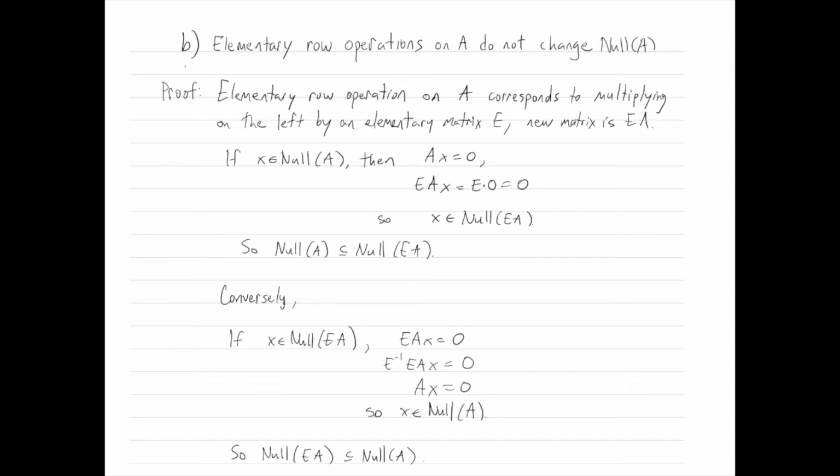We're trying to show that these two null spaces are equal, and so let's go in the opposite, converse direction. Let's start with a vector x in the null space of EA. By definition of null space, EA times x is equal to 0. Now, elementary matrices are invertible, and so let's multiply both sides of this equation by E inverse. We get that Ax is 0, and so x is in the null space of A.